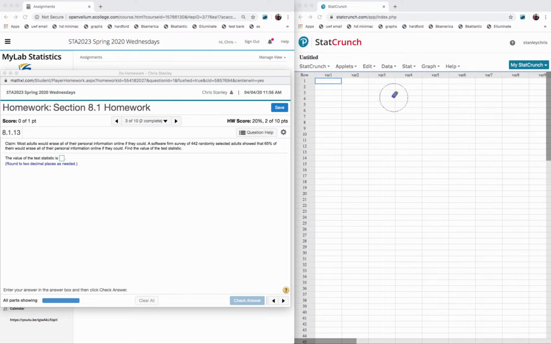Okay, so 8.3. Okay, most adults would erase their personal data. Okay, so most adults is basically saying that your null would be that it's equal to 0.5. Most would be greater than 0.5.